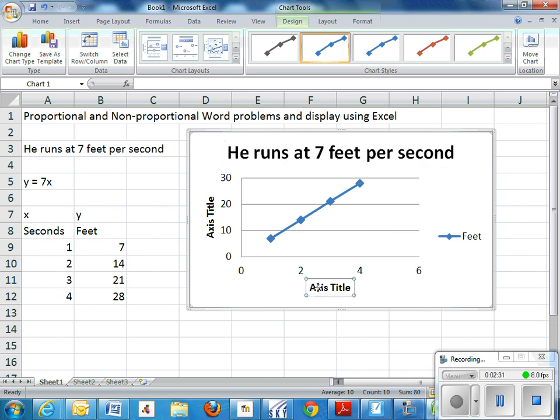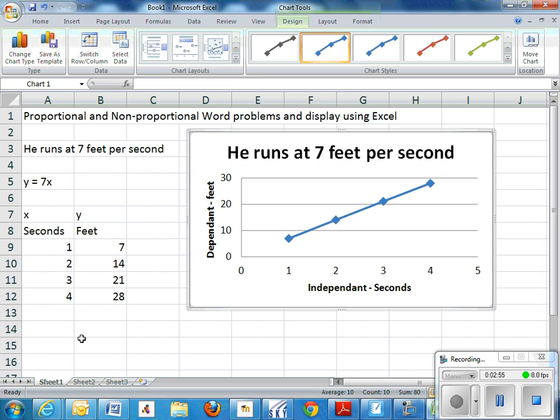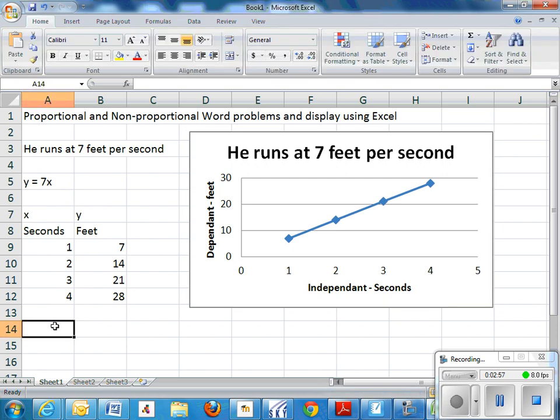Change the x information to the independent variable. The independent variable is the seconds. And change the y information to the dependent variable, which is the feet. You may delete this extra information off. Then you need to tell me the three reasons why this is proportional. Explain why this is proportional.